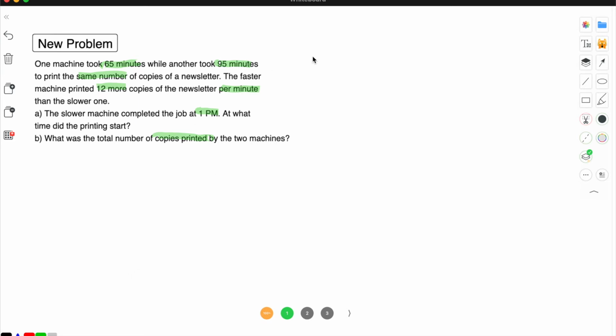So let's answer part A first. The slower machine completed the job at 1 p.m. Between these two machines, the 95 minutes machine is of course the slower one. So in order to find the time at which it started, we have to divide this by 60 minutes, because 1 hour is equal to 60 minutes. So let's take our calculator.